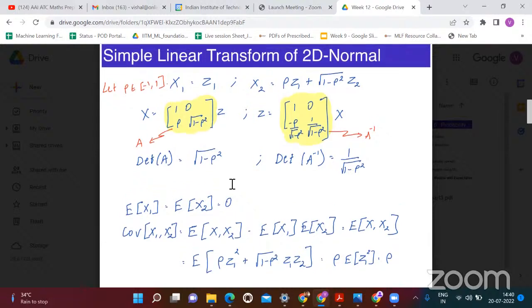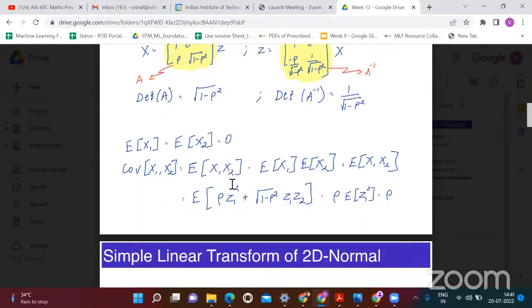So the expectation of x1: you can see x1 is the transformed value of z1. z1 is a normal distribution with mean 0 and variance 1, so the expectation of x1 is 0. Similarly, you can calculate the expectation of x2 also, and it will come out to be 0. These are some mathematical calculations, or basic properties, that you need to know. Like the covariance of x and y we want to calculate, and after calculating he got the value as rho. What did he get?